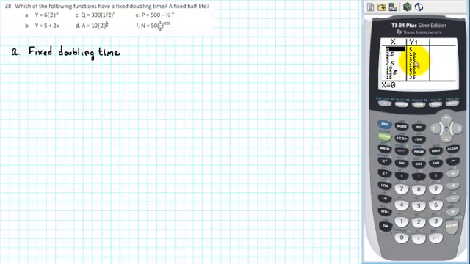So this function does not have a fixed doubling time, because as x goes up by 2.5, y doubles initially, but then it doesn't double from then on.